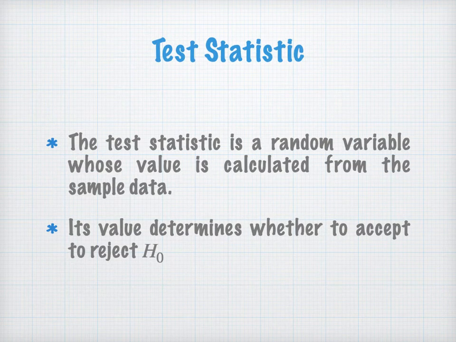Now we are at a point where we have to take a decision whether to reject or accept H naught. To take a decision, we will define a test statistic, which is a random variable whose values are calculated from the sample that we are taking, and depending on its value we will determine whether to accept or reject H naught. Such a random variable, such a function, is called a test statistic.